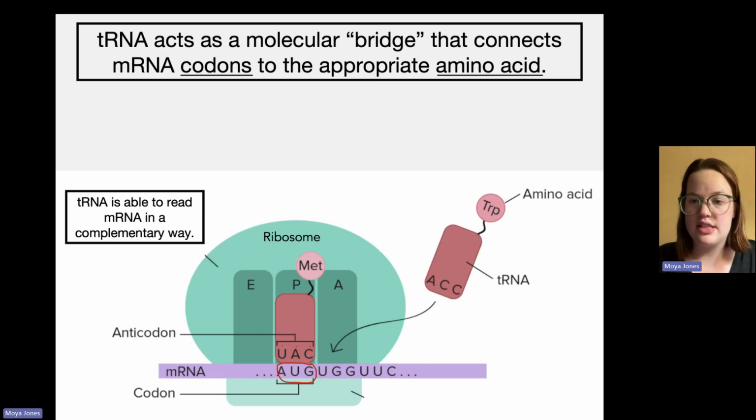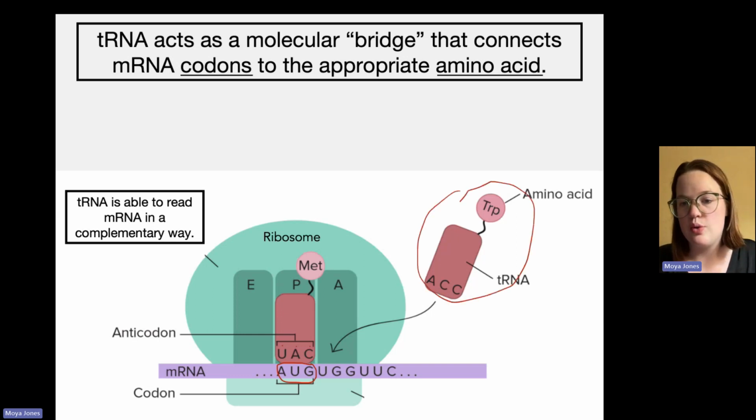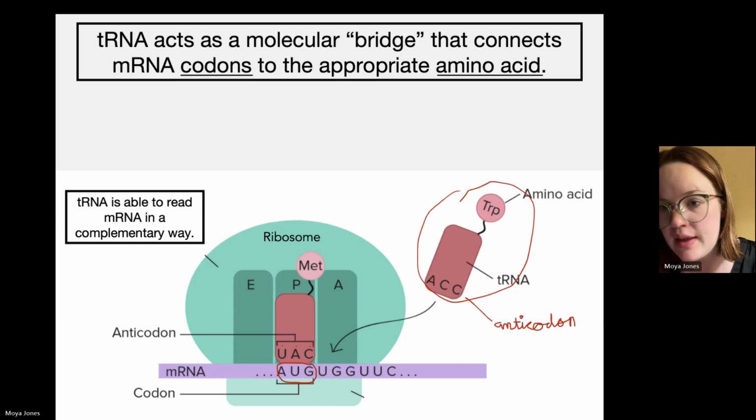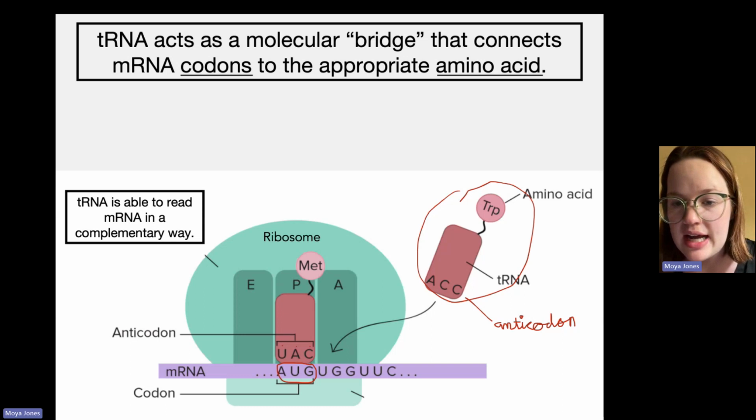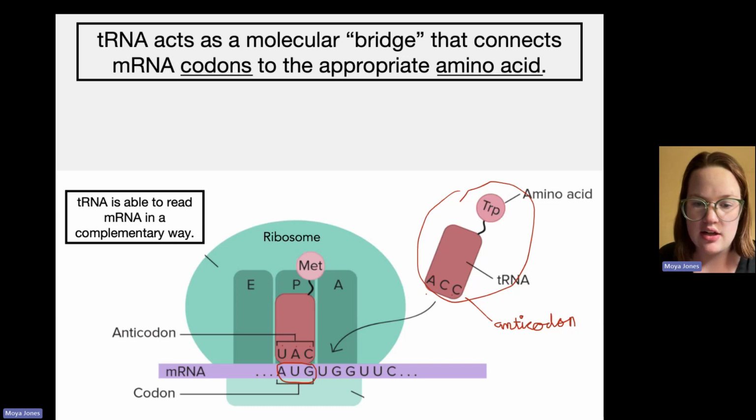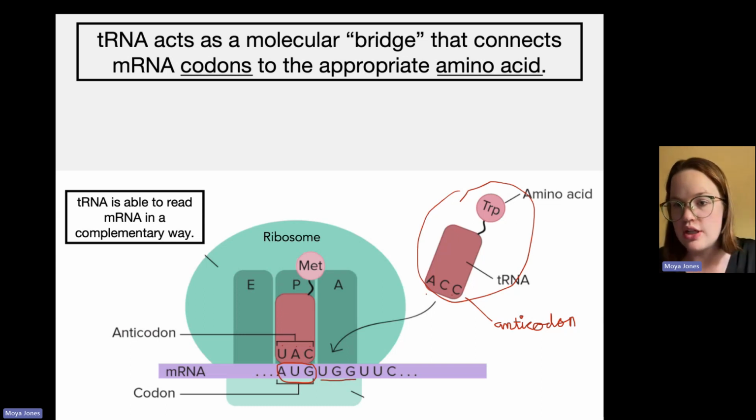So this is our tRNA molecule. Notice it has two ends. One end has the anticodon, which tells the tRNA where to go and what to connect to. Notice if the anticodon was ACC, then the codon that it connects to has to be UGG. And if you follow that, you see that the tRNA is going to the codon that's UGG.